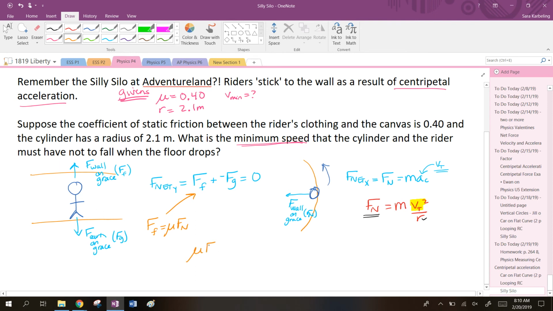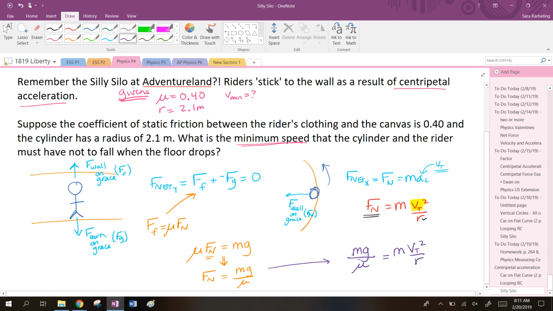So I'm going to say mu Fn plus Fg is equal to 0, or I could just say that that's equal to the mass of Grace times the acceleration due to gravity. Now I'm getting somewhere because I've got an Fn here and an Fn over there. I'm going to rewrite this: Fn is equal to mg over mu, so I'm just dividing by mu on both sides. Now we've got something we can use. Here we go. m times g, the mass of Grace times the acceleration due to gravity, so that's her weight, divided by mu, is equal to the mass of Grace times Vt squared over r.